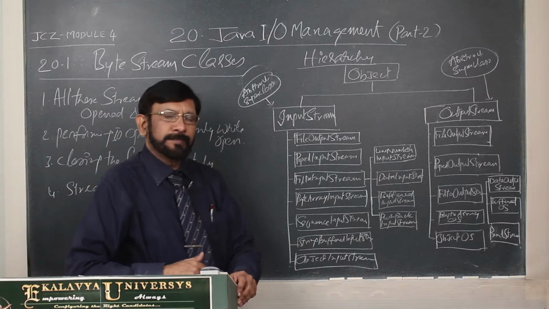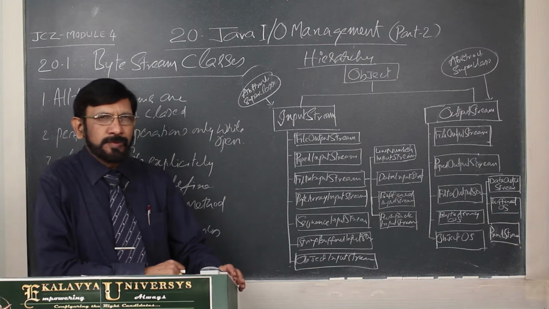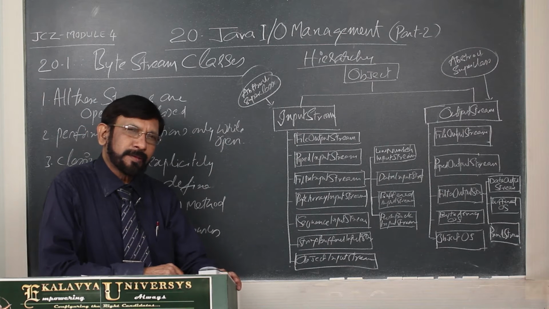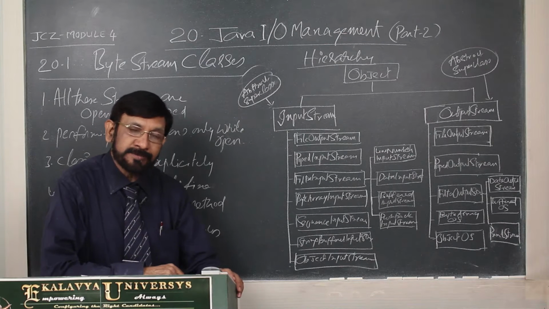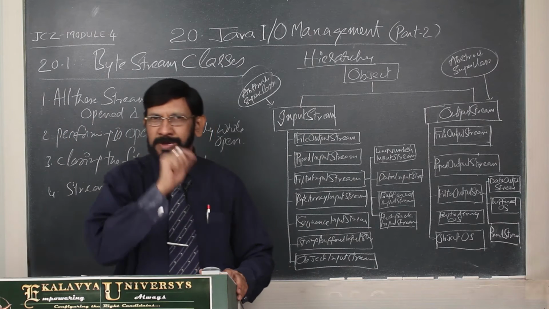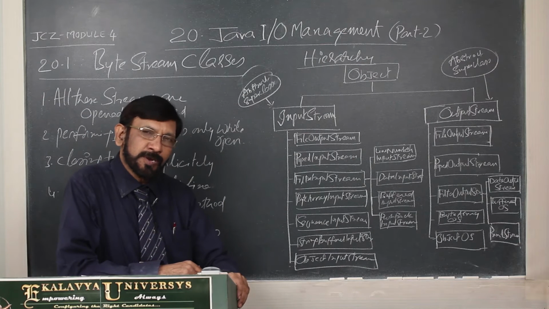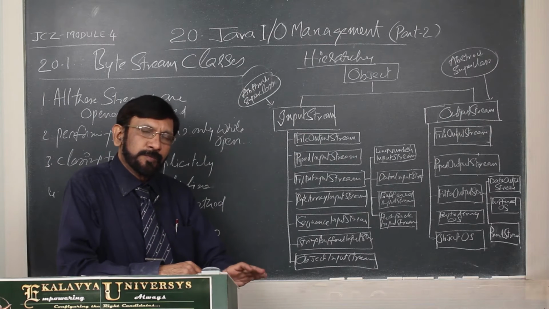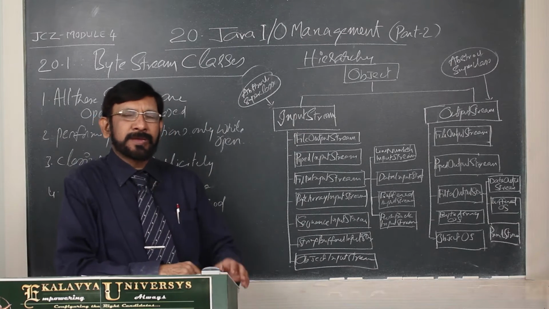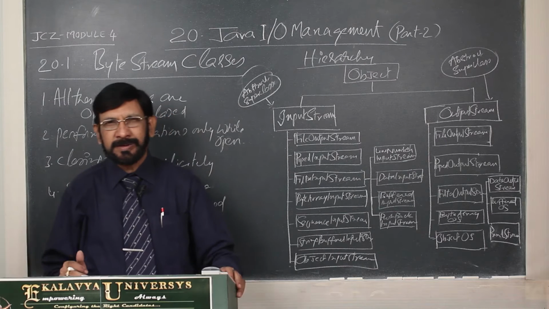And apart from concentrating on byte stream classes, I am going to introduce some more allied elements in the chapter, like the Scanner class and the Formatter class, etc. Actually, those are not provided by the Java IO package. Those are provided by the util package, the Java util package. Even though those are much relevant to IO management, I am discussing those concepts also.